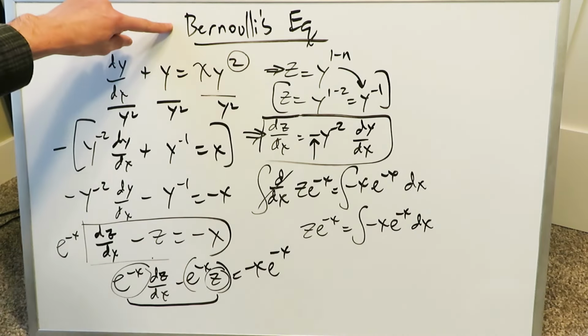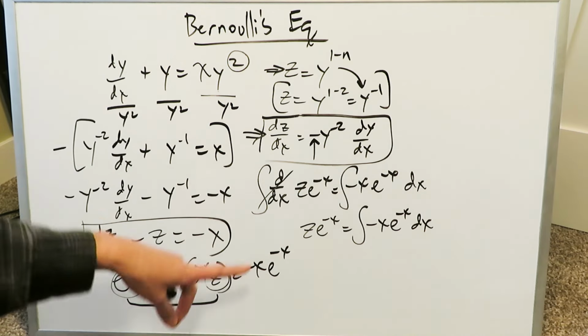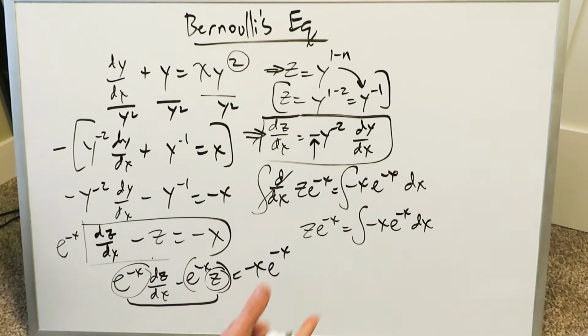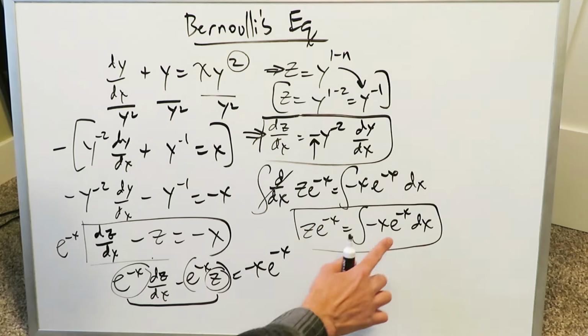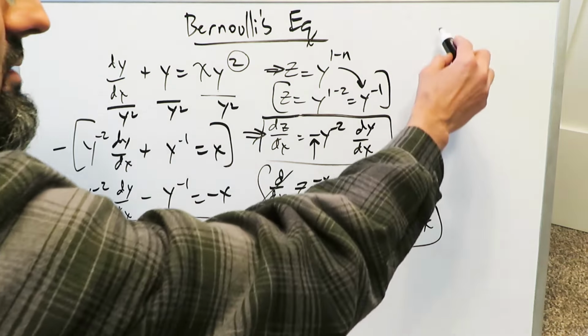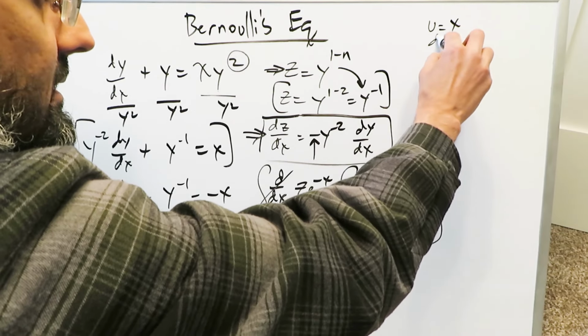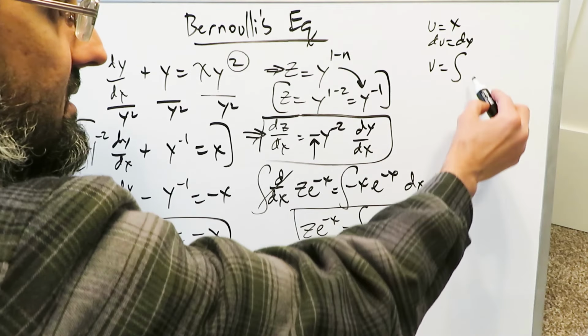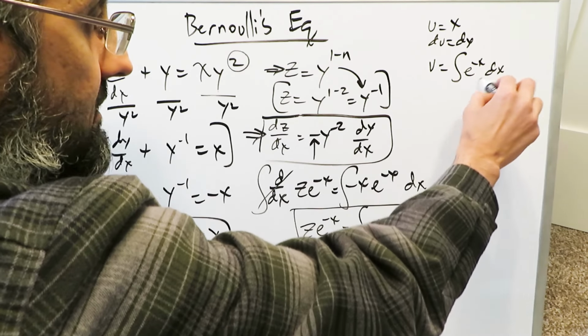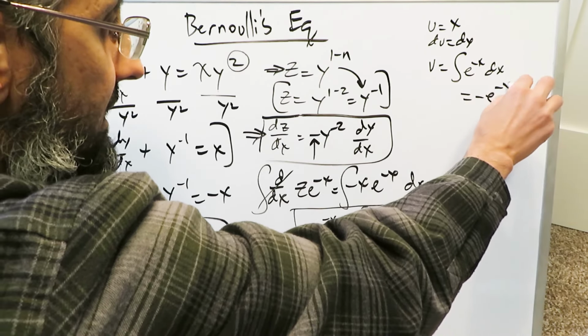Remember, Bernoulli's equation style differential equations require more work. They're more difficult, but that's just the way it is. We've come up to this point right over here. You can integrate this, it's not hard. You have to do a series of substitutions. u is equal to x, du is equal to dx. v is equal to the integral of what remains, which is e to the minus x dx, which right here is minus e to the minus x.